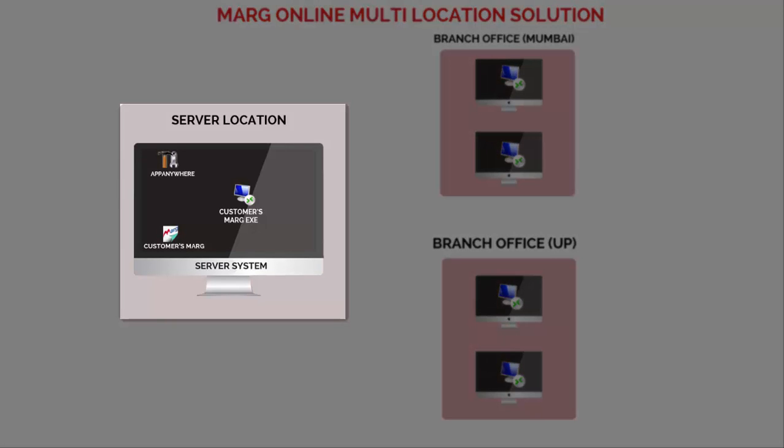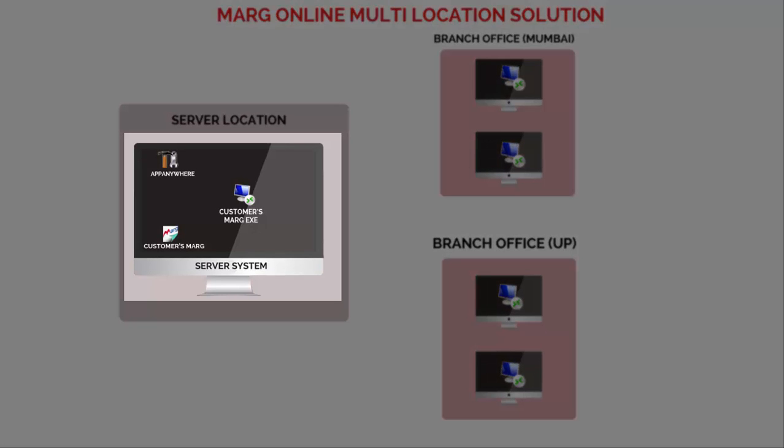At the server location, on the server system, the Marg software of the customer will be installed. On the server system, the App Anywhere application must be installed. With App Anywhere, an exe will be prepared for the customer, and that exe will be provided to the customer at his place.